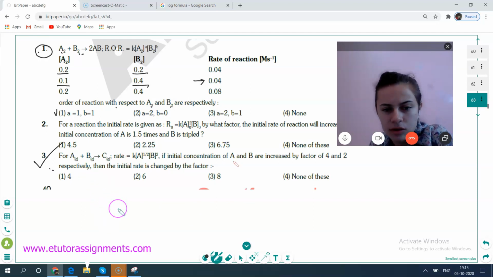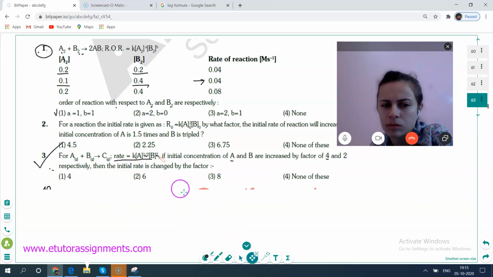The initial concentration of A and B increase by factor 4 and 2 respectively, when the initial rate is changed by what factor. No, let's do this question. Have you understood the question? What are they asking? Yes, they're saying that they increase by factor, so this one is multiplying 4, this one is multiplying 2.